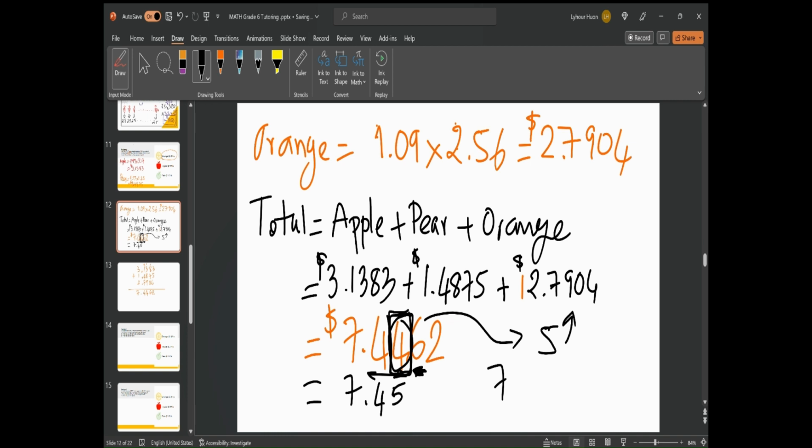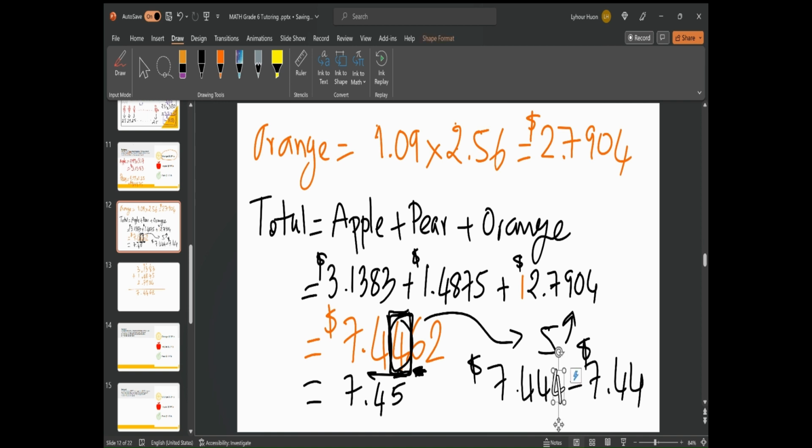If it's 7.44 and 4, it will be the same, 7.44. But now this is 6, so we round to 45. It's like a fair trade. If it's bigger than 5, it's almost like 5, so let's give them 5. But if it's only like 4, it's my benefit, so the buyer just pays 44.